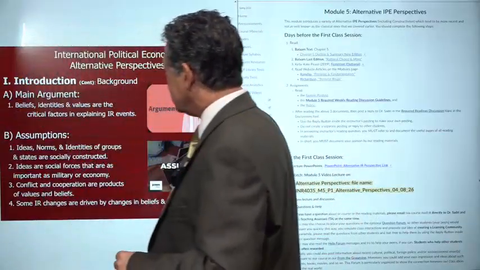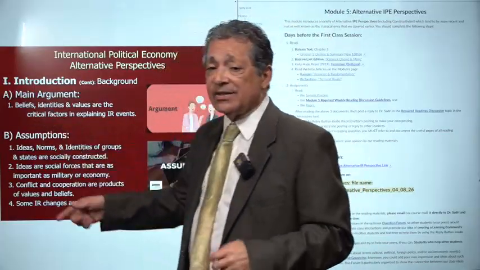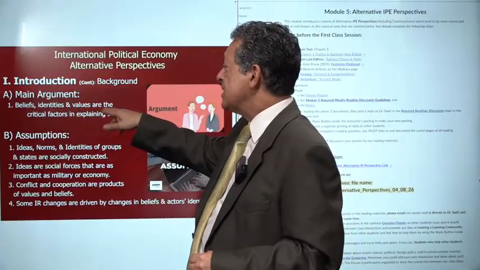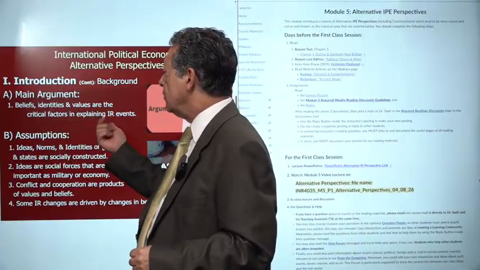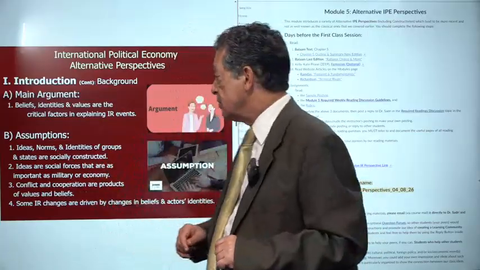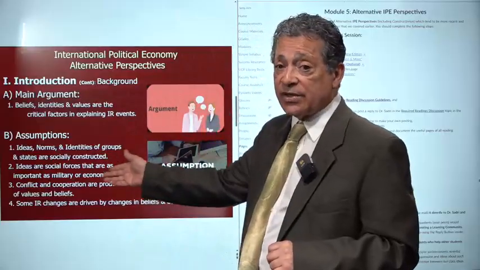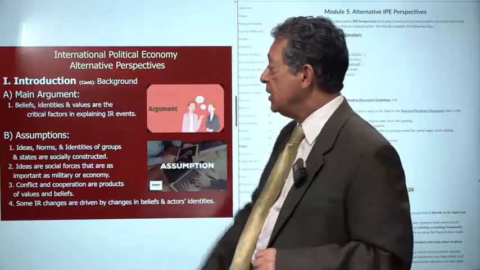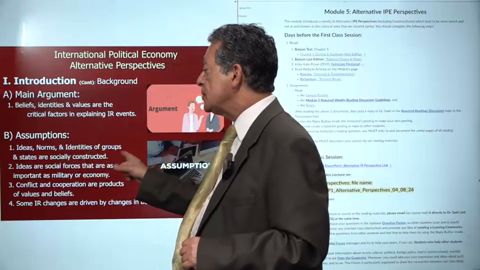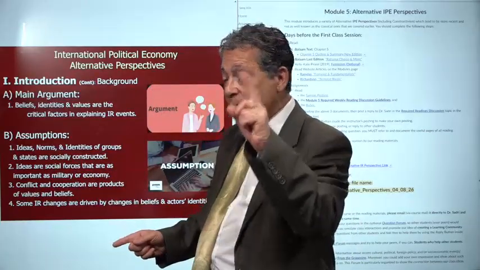That one. So, in terms of the background and everything, the main argument is that constructivism is focusing on beliefs, identities and values, and these are critical factors in explaining international relations events from a constructivist perspective. So what are some of the assumptions of it? As you can see, I put 4 of the assumptions, identified it for you, and put it right here. So here we go. Ideas, norms, and identities of groups and states are what? Socially constructed. Very important notion.